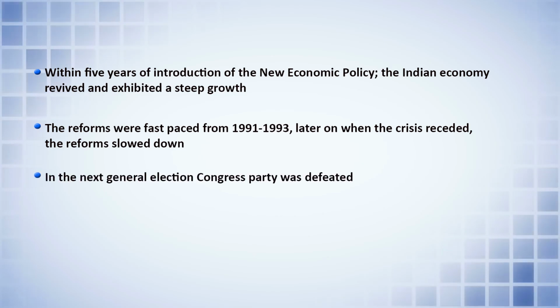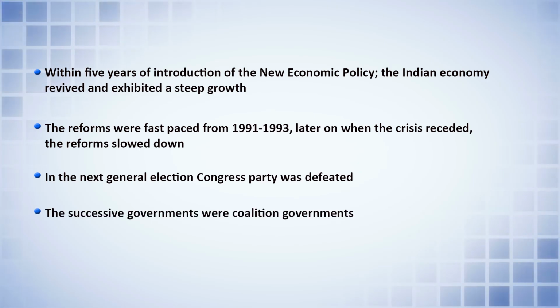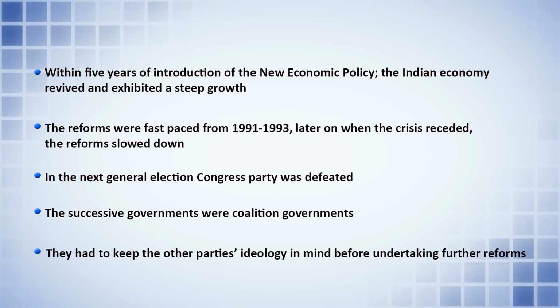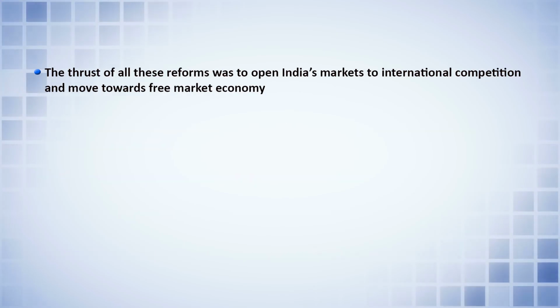In the next general elections, Congress party was defeated and the successive governments were coalition governments who had to keep other parties' ideologies in mind before undertaking further reforms. So this is how it happened.